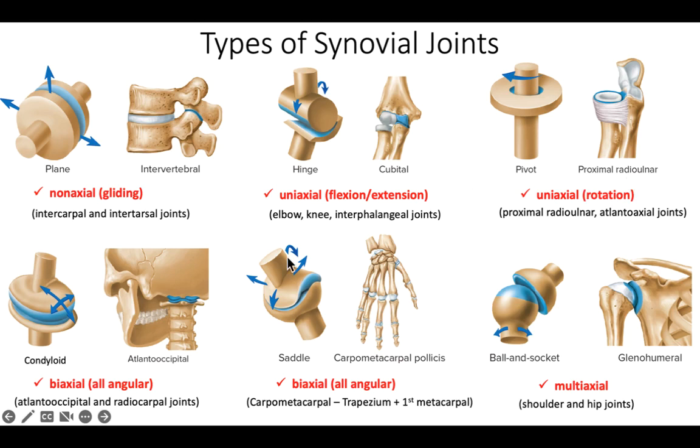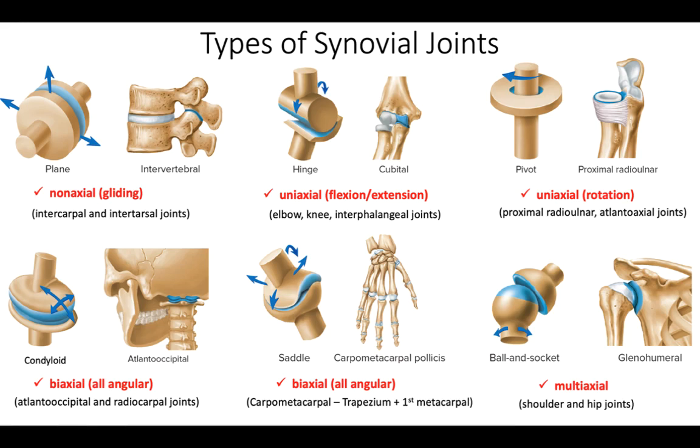The next two are fairly rare. There's a few examples of condyloid joints I want you to know about, and then there's really just one saddle joint I want you to know. But these allow a little more movement than, say, a hinge joint and a pivot joint. They're going to allow flexion and extension. They might also allow abduction and adduction. What they don't allow is any rotation.